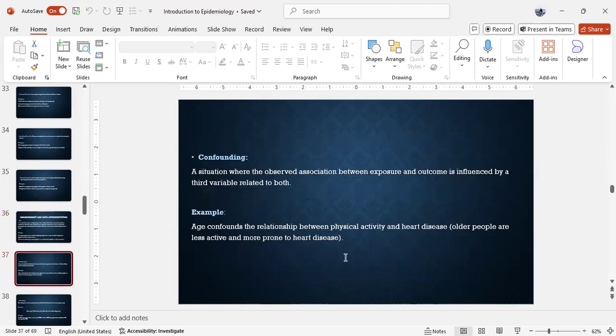Confounding is a situation where the observed association between exposure and outcome is influenced by a third variable related to both. An example is age confounding the relationship between physical activity and heart disease. Older people are less active and more prone to heart disease.